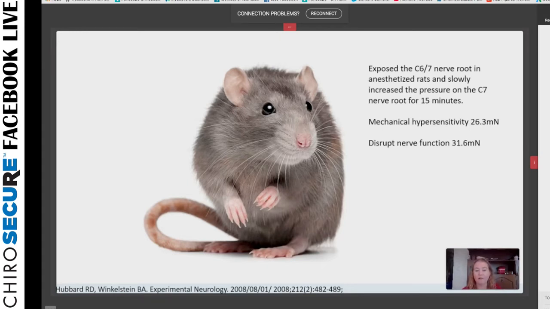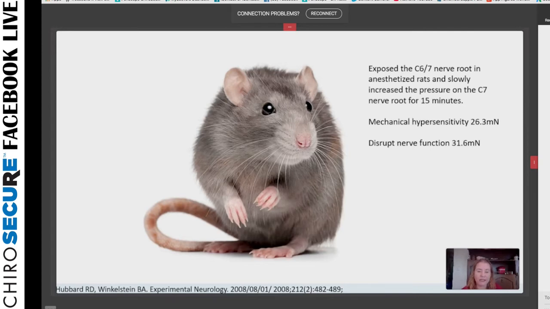So anyway, there are some really, really cool studies that have looked at what happens when you squash nerve roots. This particular study by Hubbard et al. in 2008 exposed the C6-7 nerve root in anesthetized rats. They put pressure on the nerve root, but at varying pressures. On some they put lots of pressure, on some less, and they held the pressure there for 15 minutes, and then they measured what happened to these animals.